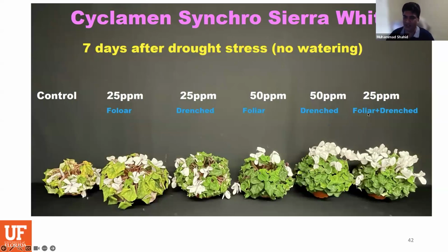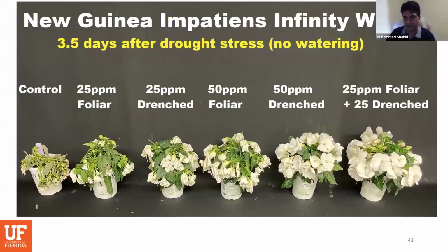Just a lower dose. As for the reason why, one thing we have observed is that when we add this approach, foliar followed by root application, we get more silicon accumulation. So I think that's why we are getting better results.